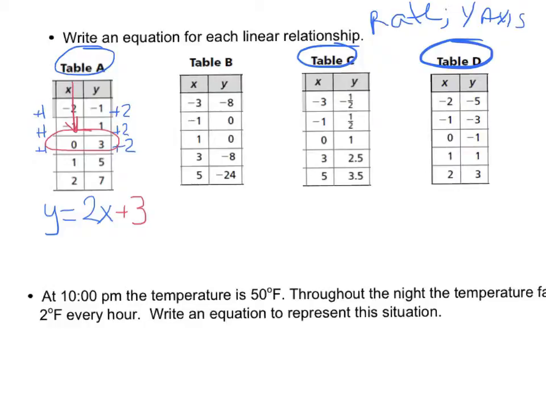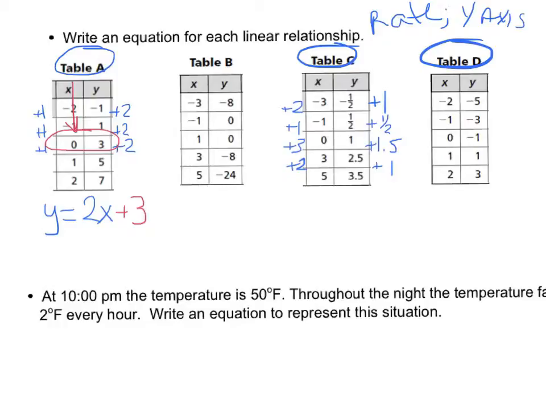Table C, if you recall, was a little odd looking. Remember, y went up 1, and then to get from 1/2 to 1, I went up 1/2, and then we went up 1.5, and then we went up 1. And our x values were also doing something interesting. I went up 2, and then from negative 1 to 0 is 1, and then we went up 3, and then we went up 2.